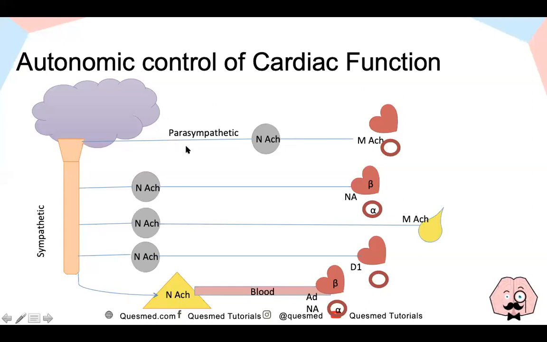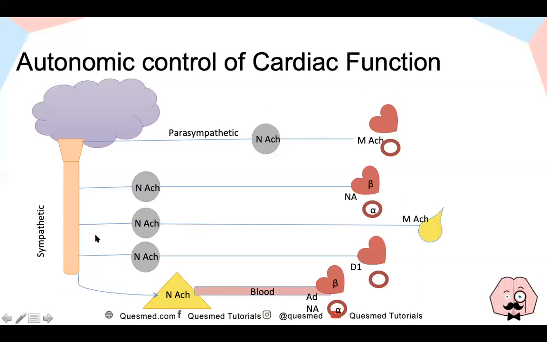So in the parasympathetic control of cardiac function, the receptors are always acetylcholine, but to begin with, we've got nicotinic acetylcholine receptors, and then closer to the heart, we've got muscarinic acetylcholine receptors.